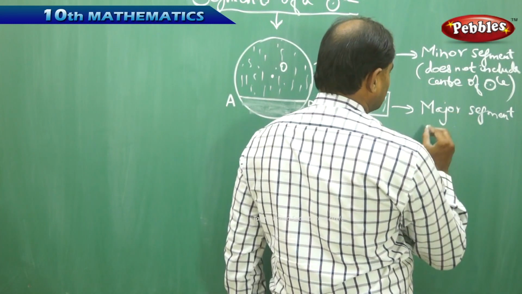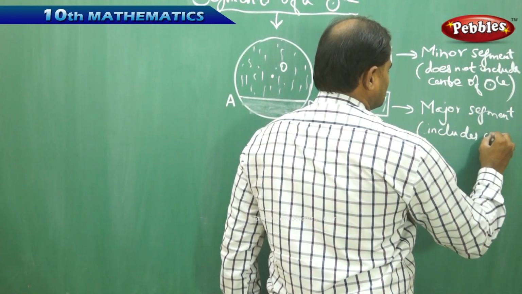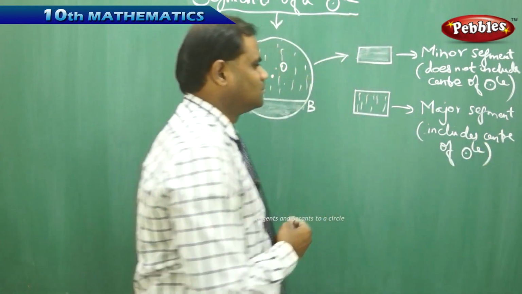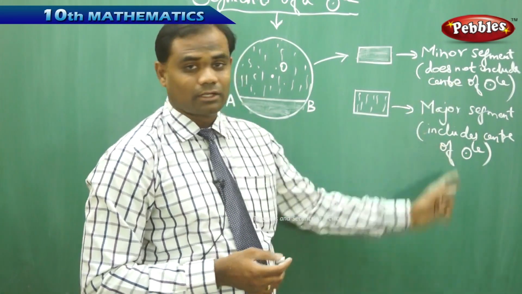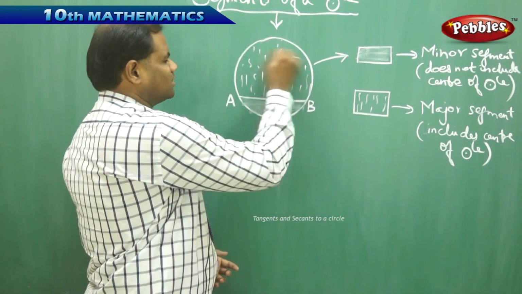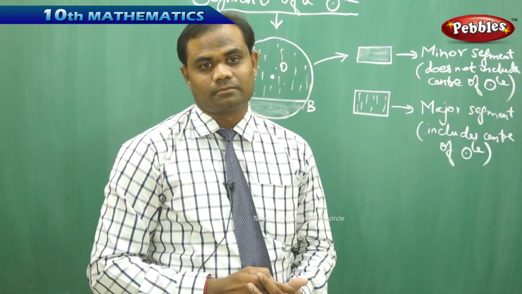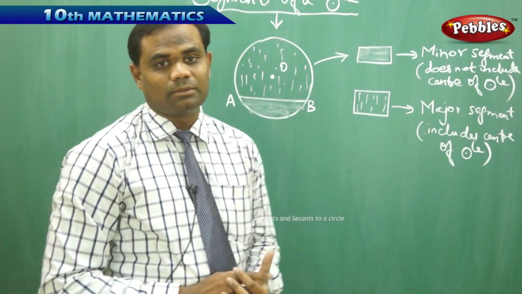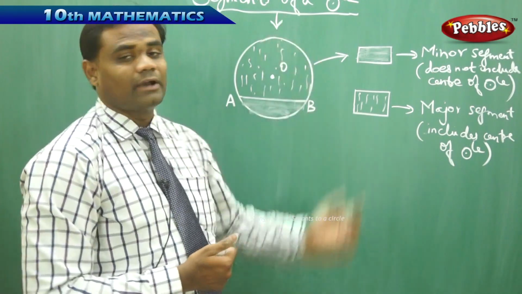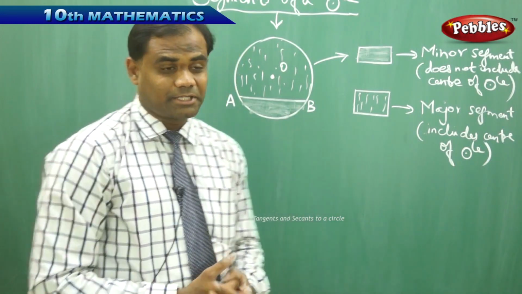This shaded region is called the major segment because this includes the center of the circle. This does not include the center of the circle, but this includes the center of the circle. Therefore, this whole area is called the major segment and this whole region is called the minor segment. So the learning outcome here is that a chord or a secant plays a vital role in defining the segment of a circle. But let's take a special case.